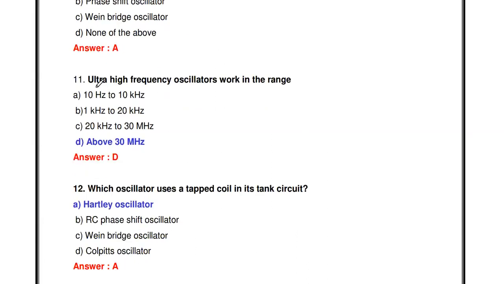The next thing, ultra high frequency oscillator works in the range dash. Ultra high means UHF. The UHF oscillator works in the range of above 30 megahertz. There is one classification of oscillators based on the frequency generated. The oscillators are classified into low frequency, high frequency, then very high frequency, ultra high frequency, and microwave frequency. So the ultra high frequency oscillator works above 30 megahertz.